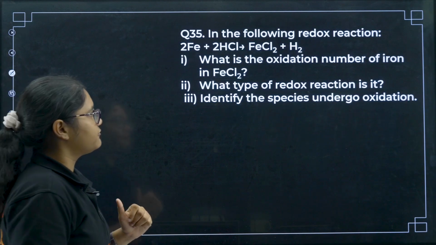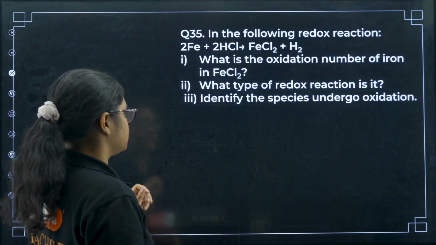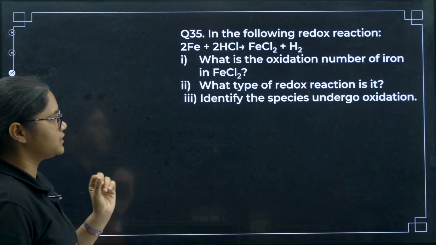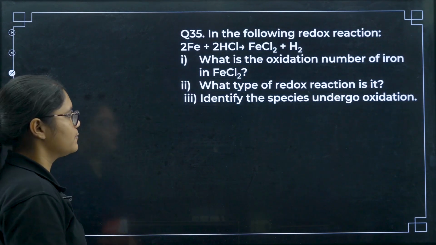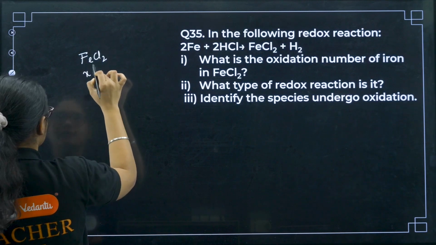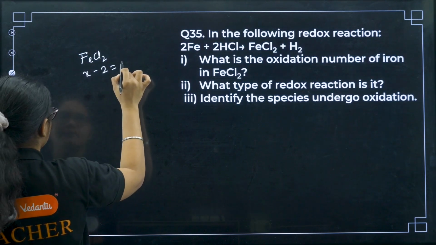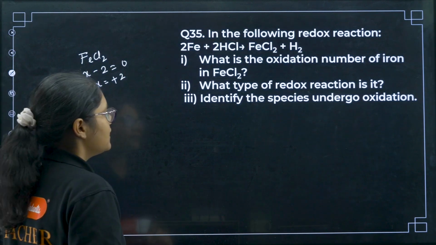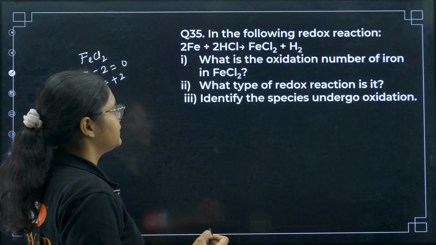Next, question number 35. In the following redox reaction, 2Fe plus 2HCl give FeCl2 plus H2. What is the oxidation number of iron in FeCl2? This is very easy to calculate, right? Let it be X. Chlorine is -1, 2 chlorine will be -2, that is equal to 0, X is equal to +2.